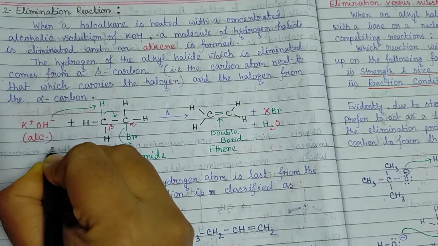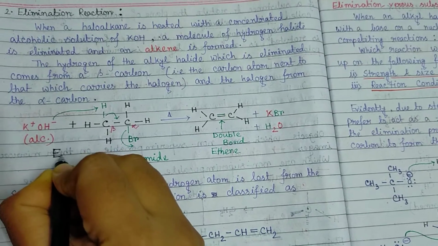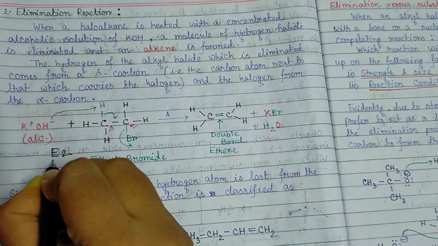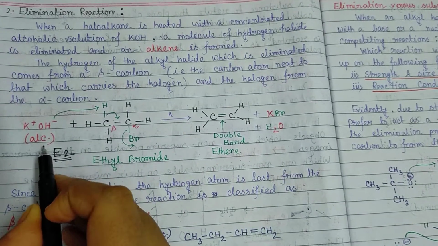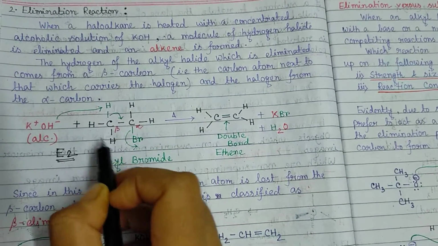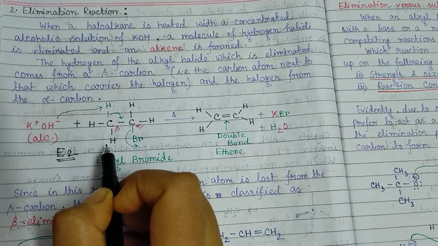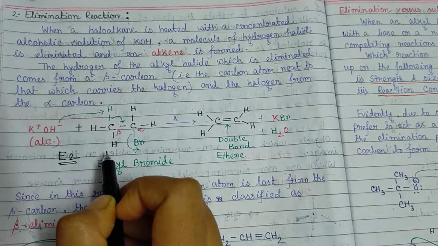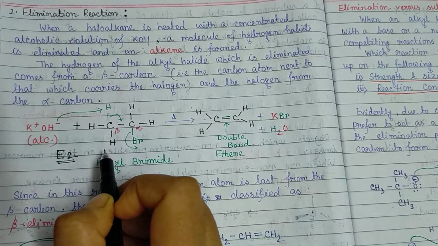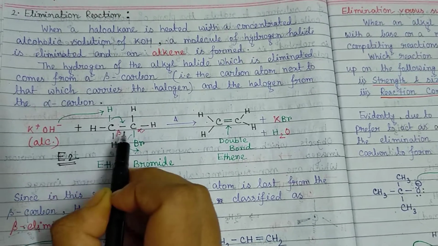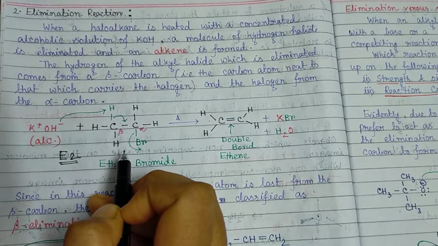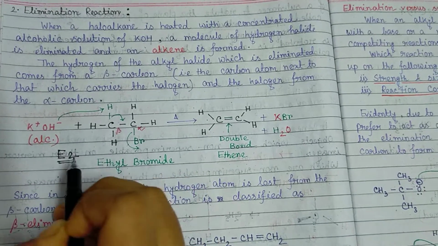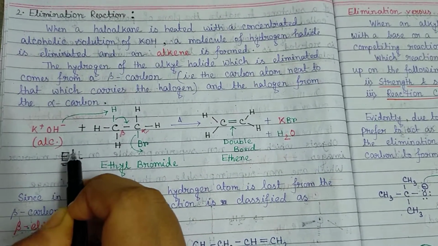Basically this type of elimination reaction is known as E2 elimination reaction, where both the base and the alkyl halide are involved in a single step reaction, and just like the SN2 reaction, both the reactant and the reagent are involved in the step of the reaction. So it is E2, that is bimolecular.